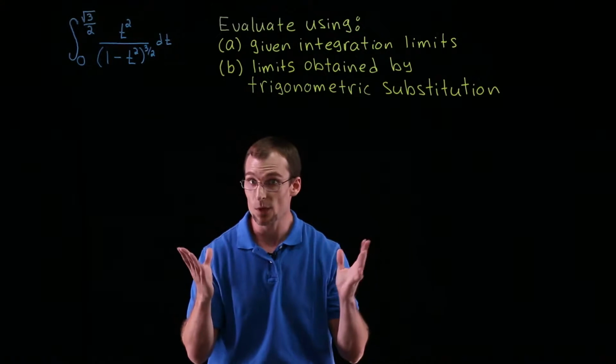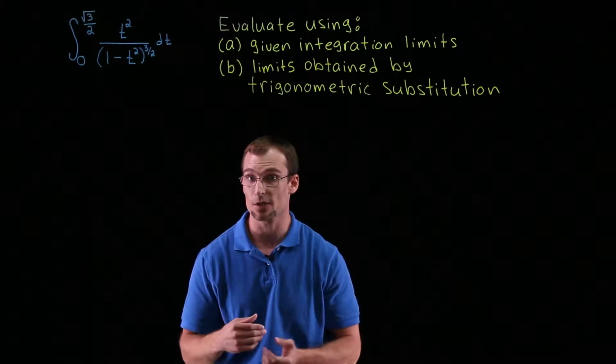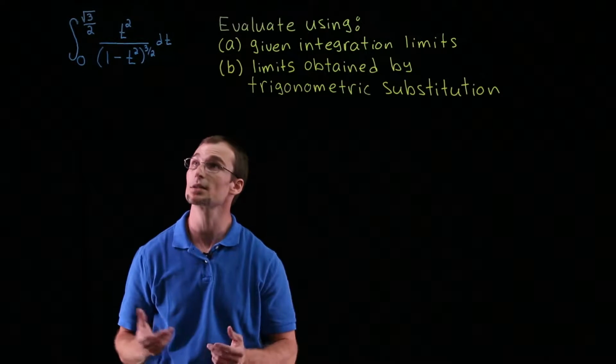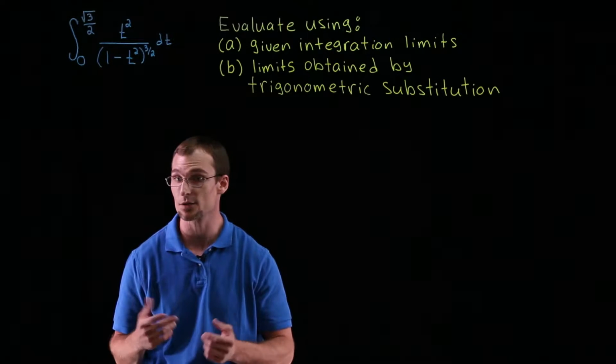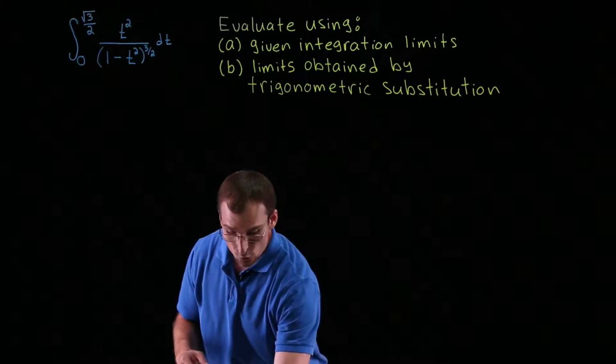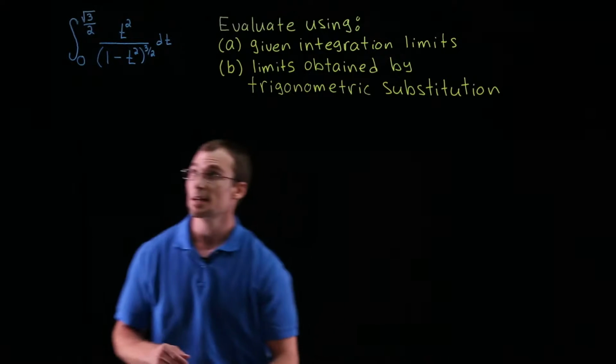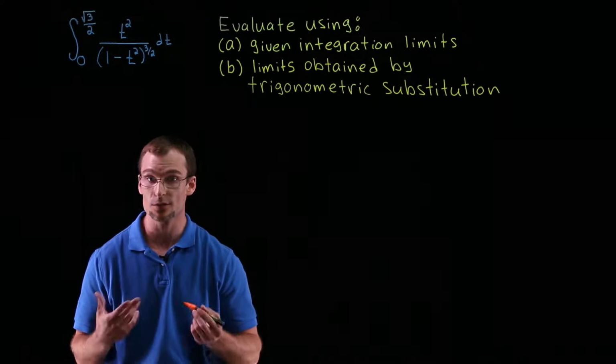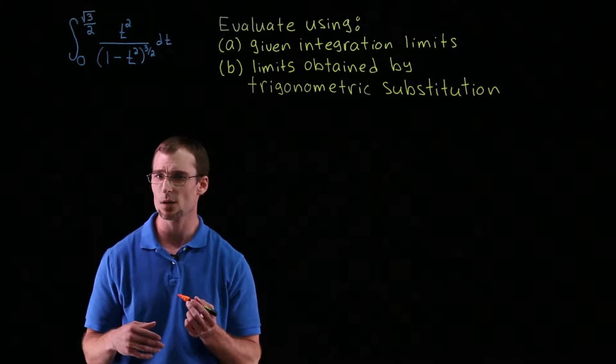So before we get to the evaluation part, we need to first find the antiderivative. So the first thing we're going to do is find the antiderivative of our function t squared divided by the quantity 1 minus t squared to the 3/2. If we take a look at this, this is one of the classic problems that says that we need to use trigonometric substitution to find the antiderivative. And how do we know this?